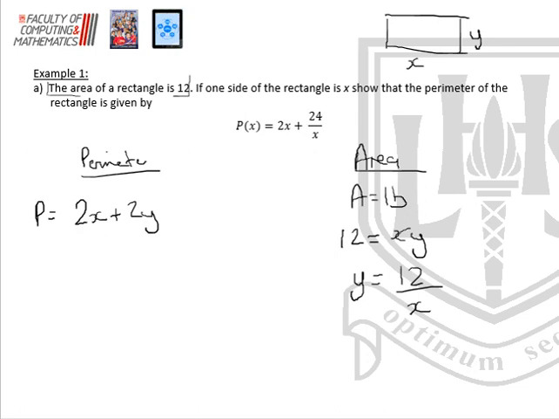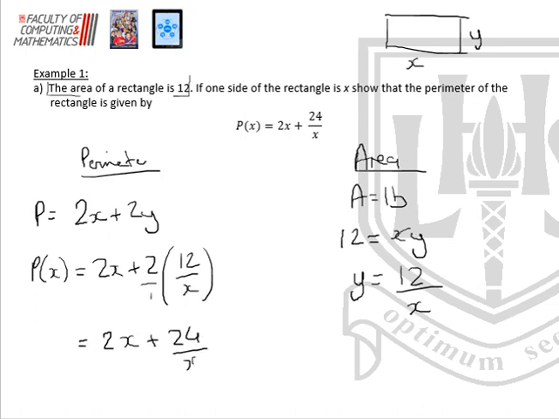So that means I can go back to my perimeter, and if I just look at it as a function of x, that's 2x plus 2 times 12 over x. And doing that multiplication, it's 2x plus 24 over x. Job done.